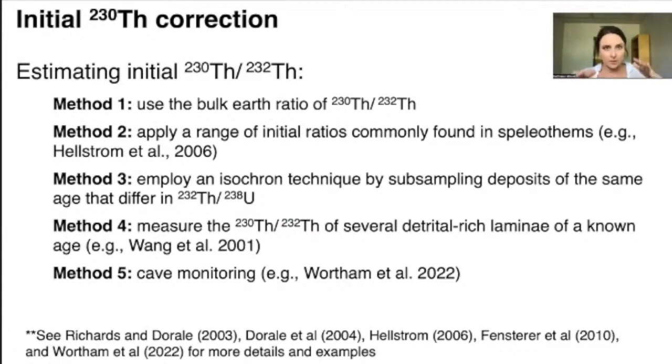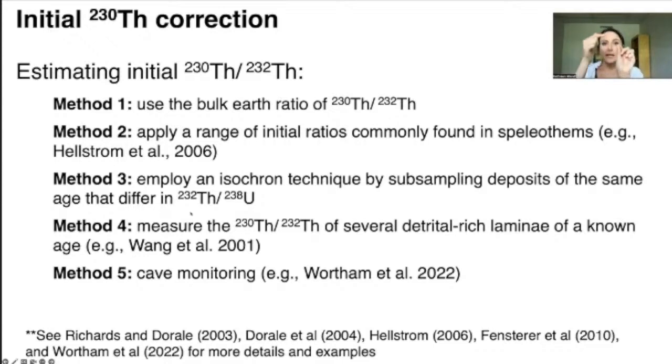So as an example, Wang et al. 2001, published, I think, in Nature, was a very famous paper. It was one of the first Asian monsoon papers. It's the publication of the Hulu record, the first Hulu record. If you dig into their supplementary information, you'll find that what the authors did is they found several detrital-rich lamina in their speleothem.